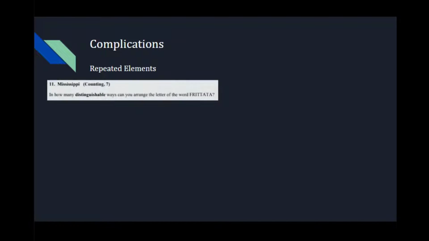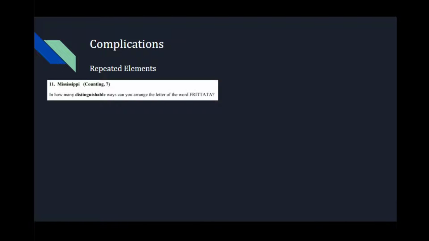Let's talk about some complications to this process. The first complication is that of repeated elements. If the set that we're organizing has multiple copies of the same element, that will change the result. For instance, if you swap 2 of the T's in the word frittata, the word doesn't change, so those don't count as separate arrangements. So we first get all the arrangements with 8 factorial, pretty easy. There are 8 letters, and 8 factorial gives us the total arrangements of those letters.